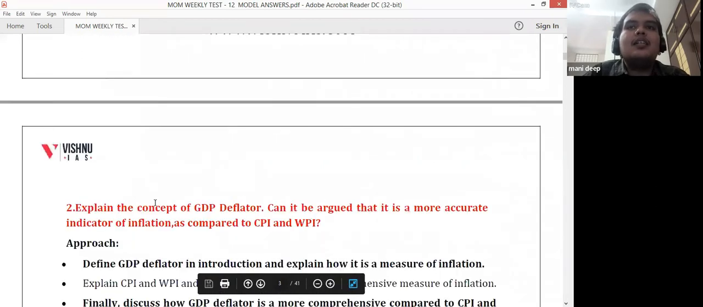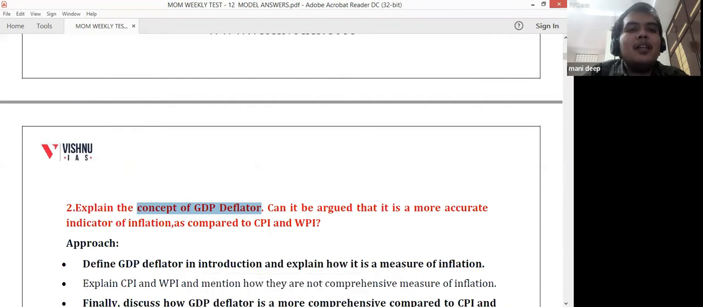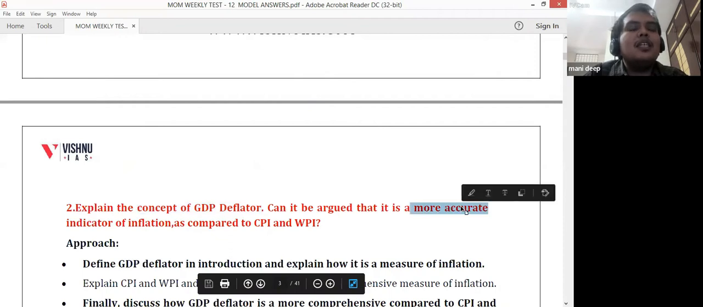Then the second question is regarding the concept of GDP deflator. GDP deflator is nothing but the division of nominal GDP by real GDP. It is used to find out inflation, how much inflation there is. It is an accurate indicator of inflation because it covers a wider range of goods.